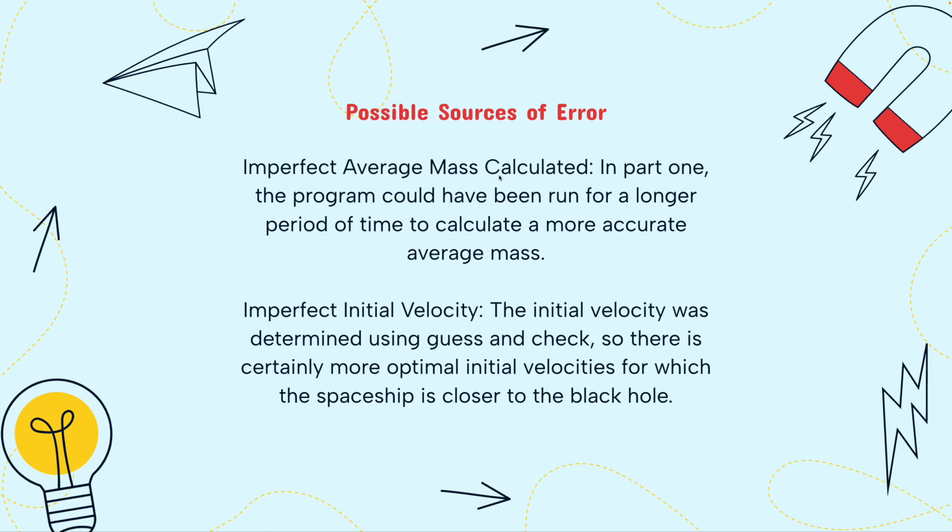So some possible sources of error that could have occurred were, first off, the mass calculation: the program could have run for a longer period to calculate a more accurate average mass. And then the initial velocity was determined using guess and check, so there are obviously more optimal initial velocities for which the spaceship gets closer to the black hole.